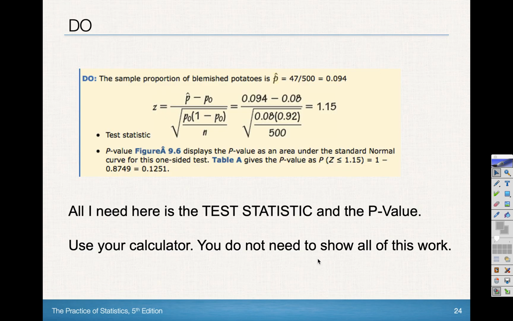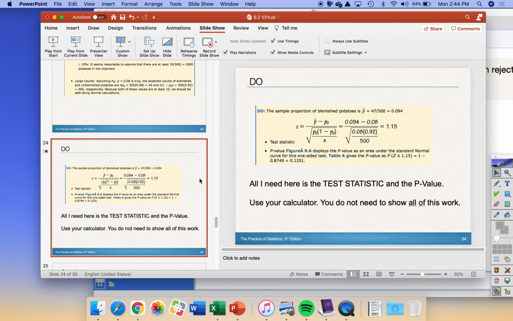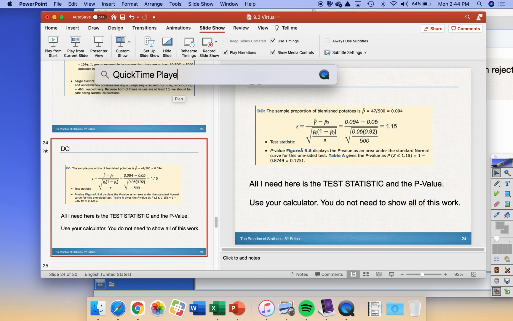Okay. In the do section, your textbook loves to do things by hand. Again, all we need is the test statistic and a p-value. So you'll see all this work a lot in the answer keys, but all I need is this 1.15 and then a p-value of 0.1251. So let's just do it on our calculators real quick so we can show this again.